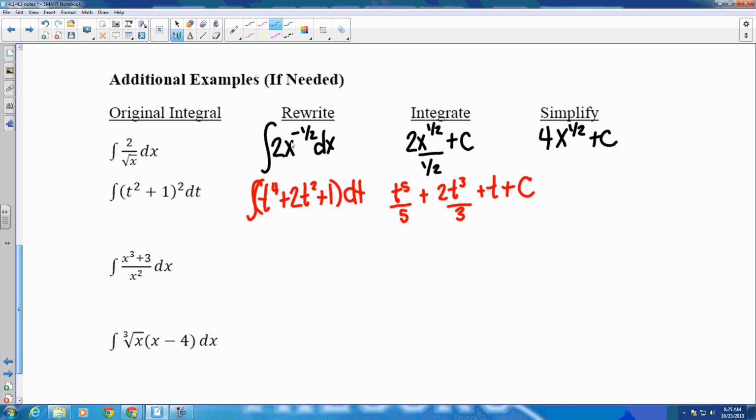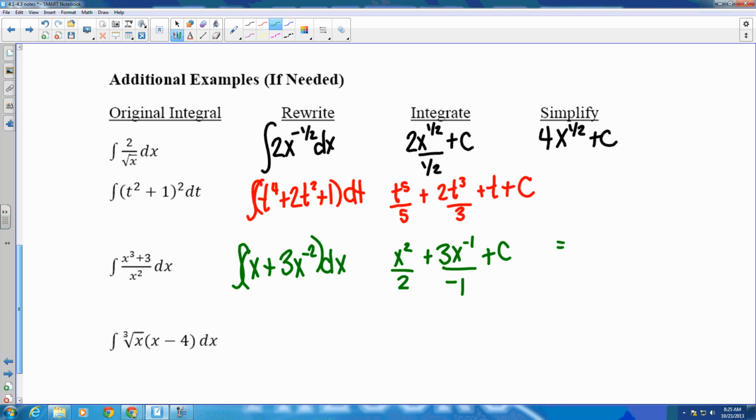The third one, we need to divide x squared into each term before we take the integral. So x cubed divided by x squared is just x. And the next one is 3x to the negative 2nd. Take the integral of each term. X squared over 2 plus 3x to the negative 1 over negative 1 plus c. X squared over 2 minus 3 over x plus c.